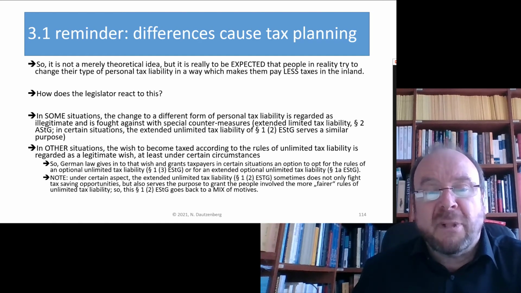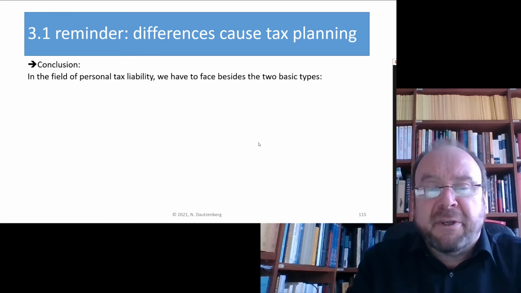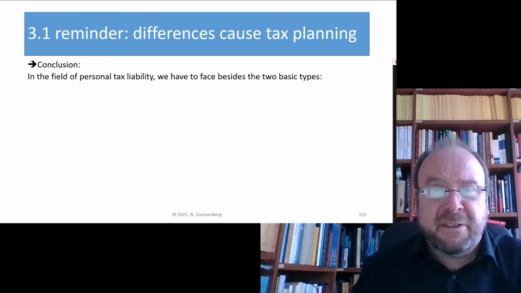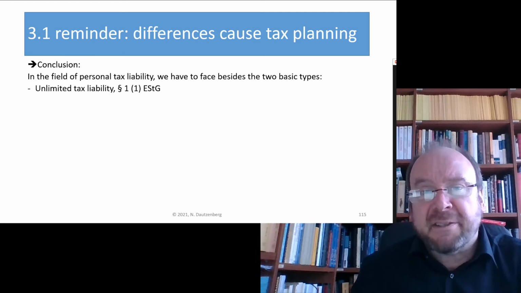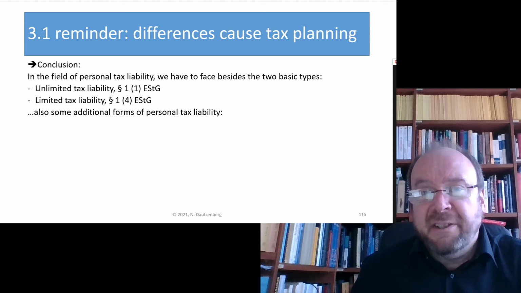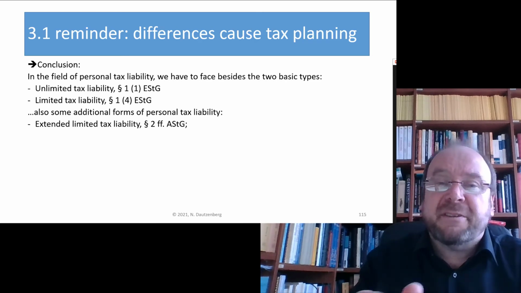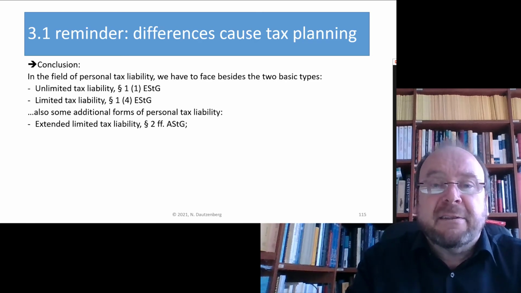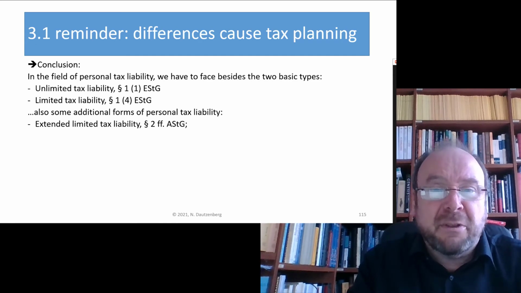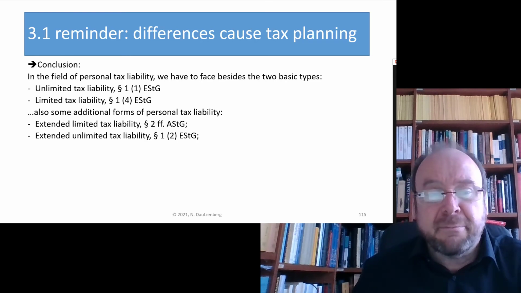So rather complicated. So the conclusion is, in the field of personal tax liability, we not only have the two basic types, at least in German law, of unlimited tax liability and limited one, but we have also intermediate forms which have developed over time. That is, first, that extended limited tax liability, which is meant for deterring people from leaving the country only because they want to become taxed with their German income as limited taxpayers.